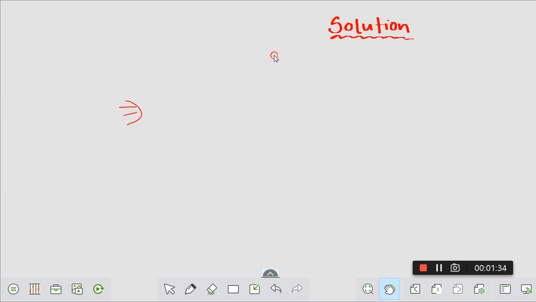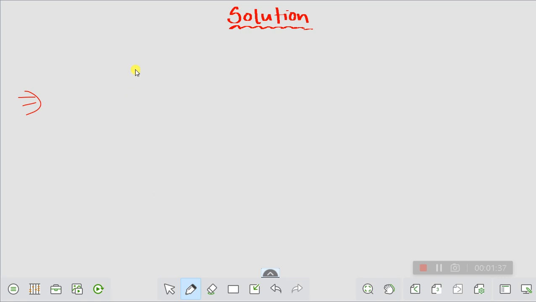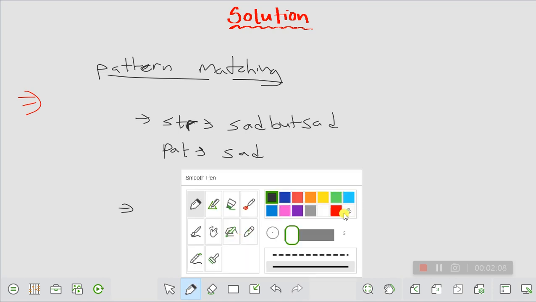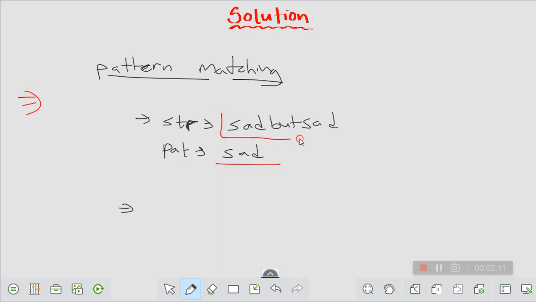In the solution, I will start by explaining what exactly this problem is about. This is a problem of pattern matching. What is pattern matching? Pattern matching is the process of finding a pattern in a string. So basically I will have a string, let's take "sad but sad", and I'm also going to take a pattern, which is "sad". Now I have to find this pattern in this string. This is what pattern matching is all about.